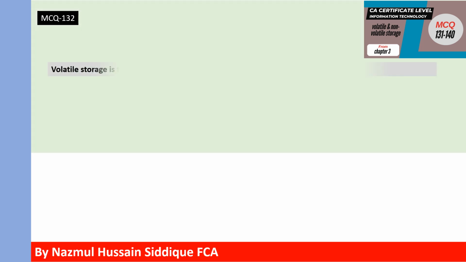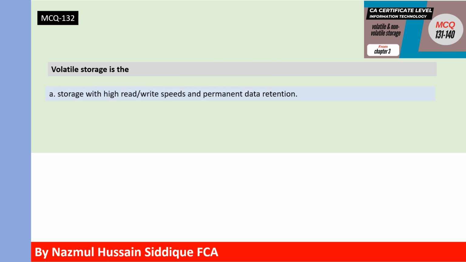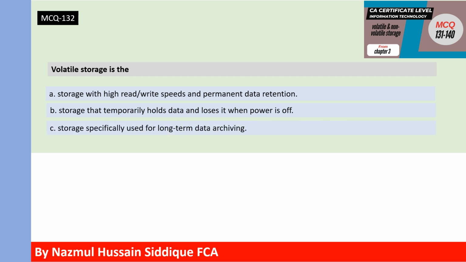Next question 132. Volatile storage is the storage with high read-write speeds and permanent data retention, or storage that temporarily holds data and loses it when power is off, or storage specifically used for long-term data archiving, or storage that retains data even after power is turned off.